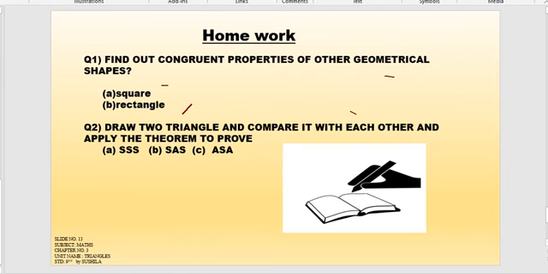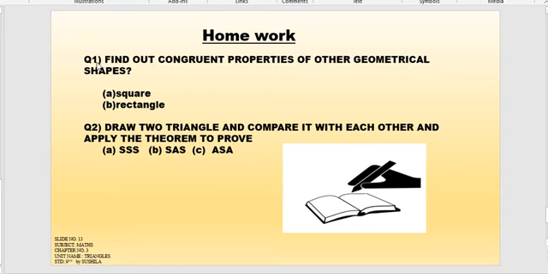After completing all the chapters, the activity part and the theorem part for congruence of triangles, we have come to the end of our session. After this explanation, it's time for your homework.